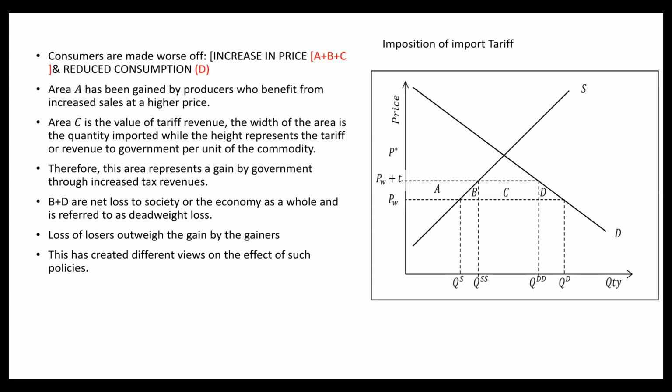So we want to know the total revenue that comes as a result of tariff. Usually you multiply the quantity times the tariff. This area represents a gain by the government through increased tax revenue. B plus D are net loss to society or the economy as a whole, and refer to the deadweight loss, B and D.